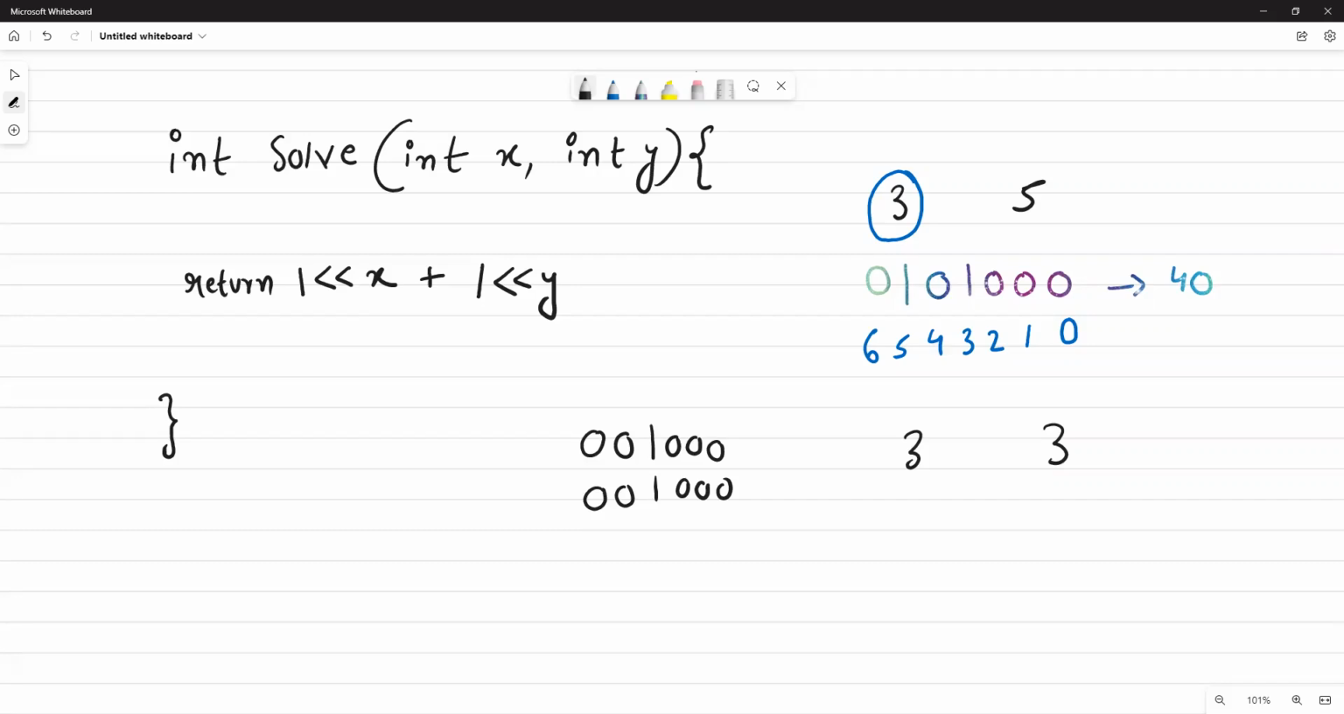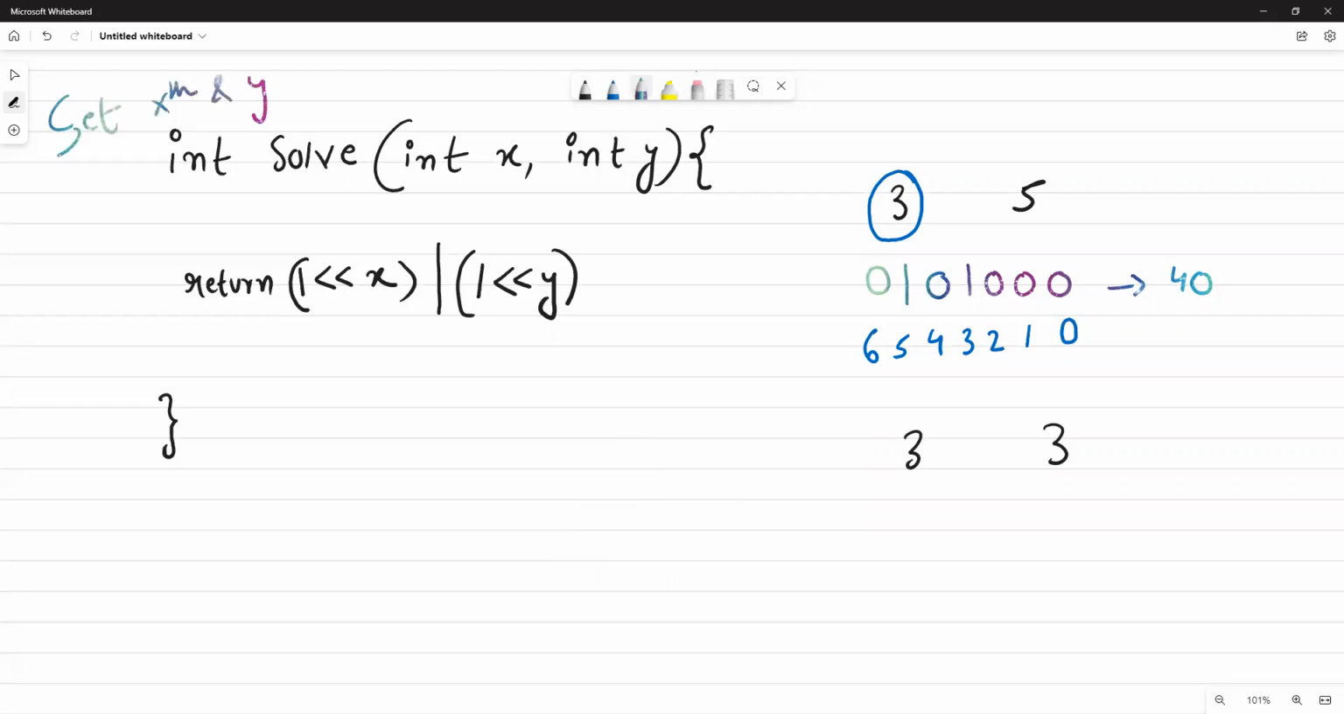It's not 2 in bits. It's 1 plus 1, which makes 1 and 0. So here it will give you 0 and 1 carried forward. It will give you 1. We do not want it. Hence, instead of addition, we just apply OR here. When you do OR, you know that if it is 1 and 1, it is going to return the value 1. Clear? So this problem was called set xth and yth bit. Clear, guys?